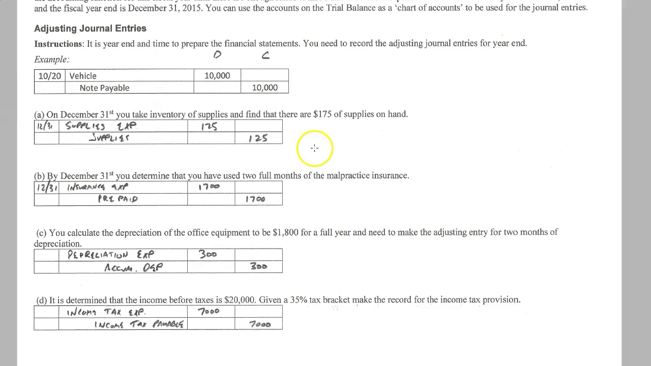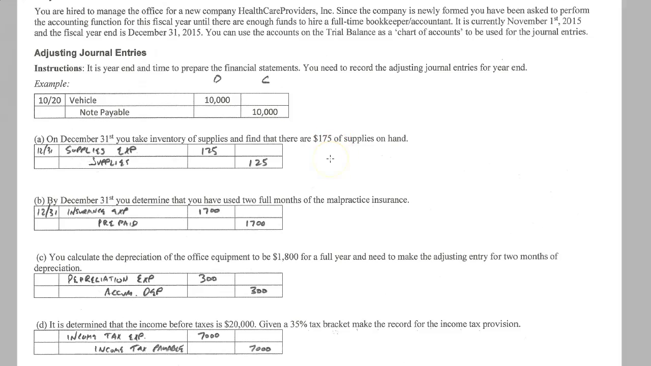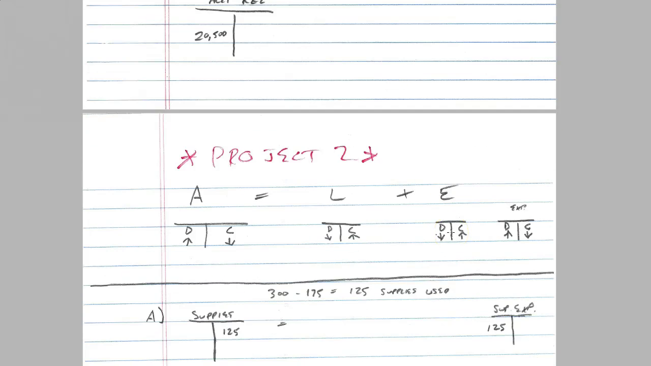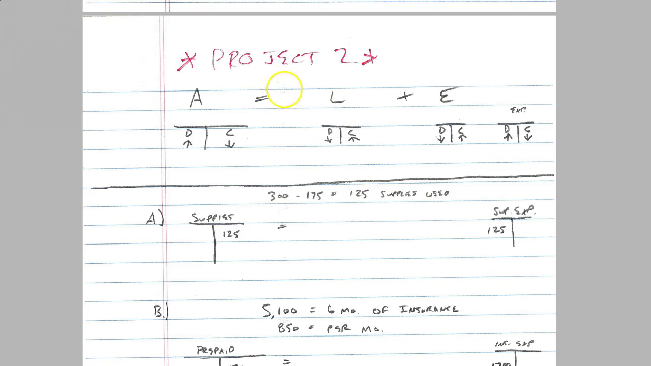Okay, so you've sent little Joey back to the supply cabinet, and he's come back and he says, okay, there is $175 worth of supplies on hand. Well, you know that you started off with 300. Let me go flip over to my little solution here. Oh, so Project 2, here we go. So my little cheat sheet that I made for myself.